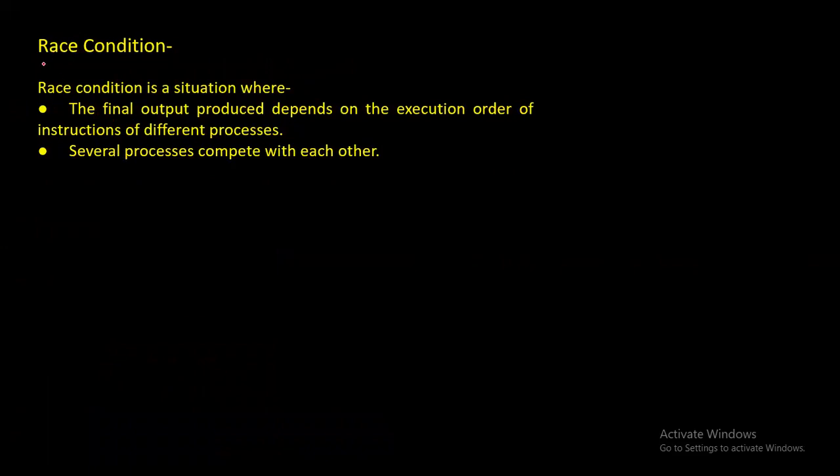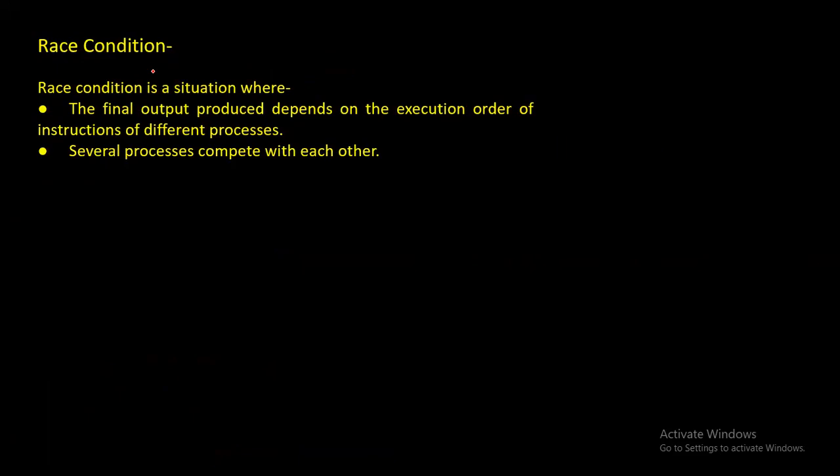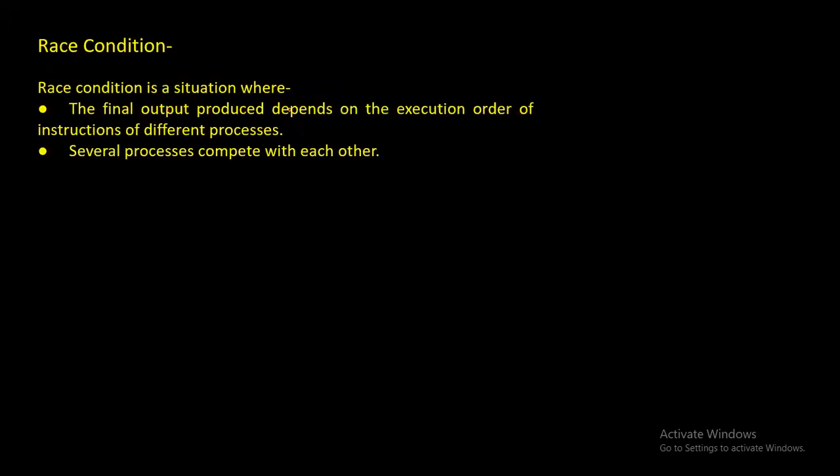So what is race condition? Race condition is a situation where the final output produced depends on the execution order of instructions of different processes. Here our final output is B, so the value of B depends upon the order of execution of the instructions. And next, several processes compete with each other. So in this particular case, there are 2 processes which are competing with each other. For these conditions, an inconsistent result arises, and such a condition is known as race condition.